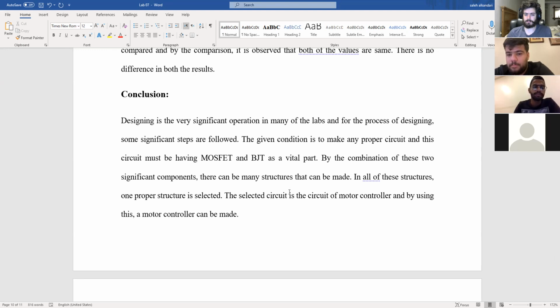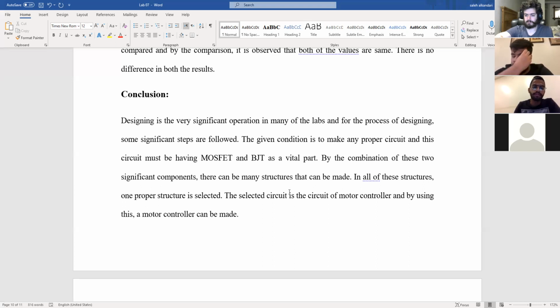In conclusion, designing is a very significant operation in many labs, and for the process of designing, some significant steps are followed. The given condition is to make a proper circuit, and this circuit must have MOSFET and BJT as a vital part. By the combination of these two significant components, many structures can be made.